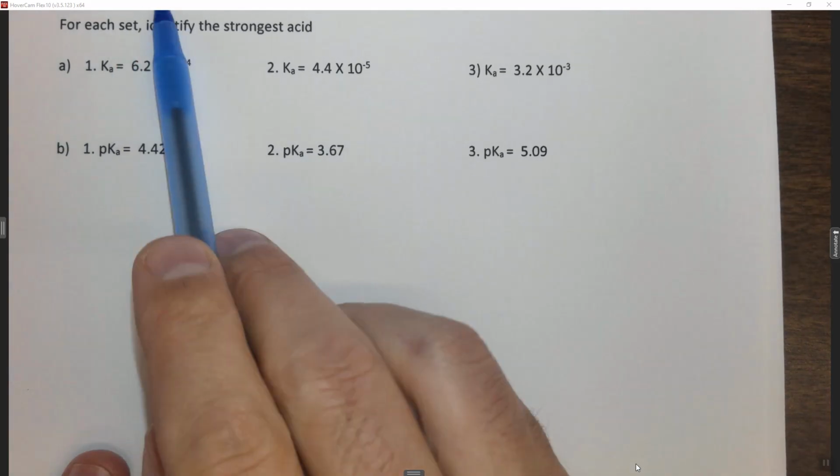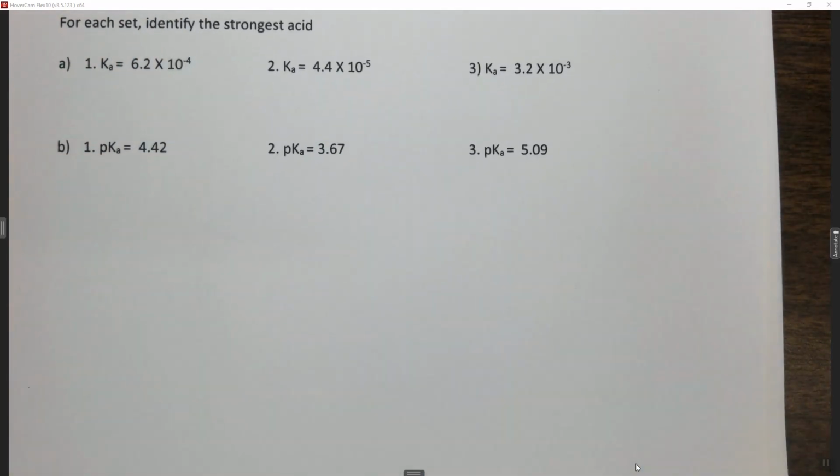All right, it says for each set, identify the strongest acid. This is really important. It comes up a lot in other chemistry courses, including organic chemistry, so I want to spend a minute on it.